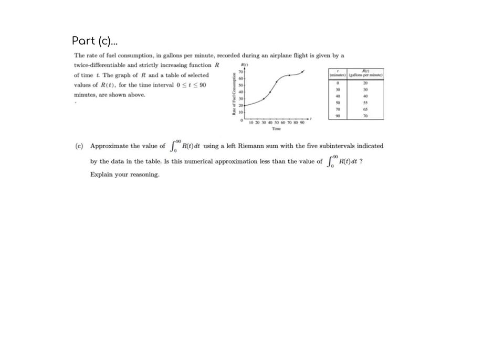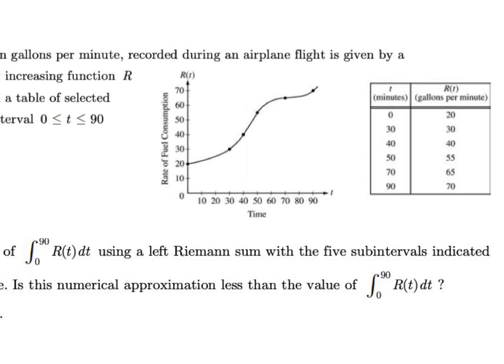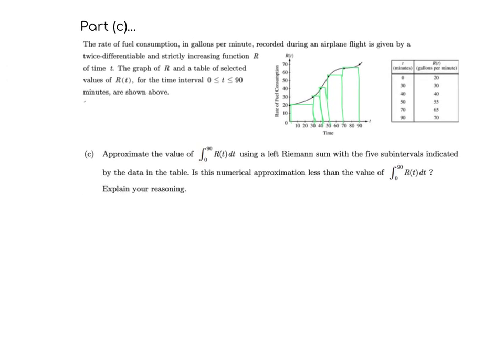What is part C? Approximate the value of the integral from 0 to 90 of r of t dt using a left Riemann sum indicated by the data in the table. So I'm going to first draw my picture because I know for some of my students that's going to help. So a left Riemann sum, 0 to 90, 5 subintervals. So 1, 2, 3, 4, 5. Now be careful. Notice the subintervals are not the same size.